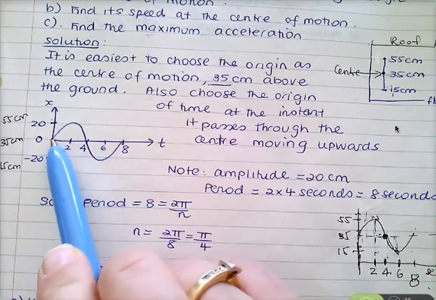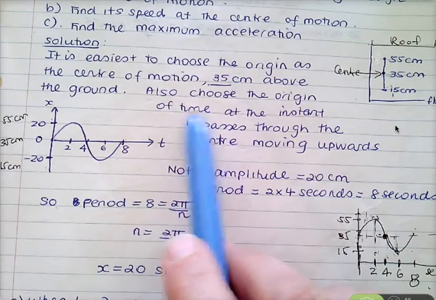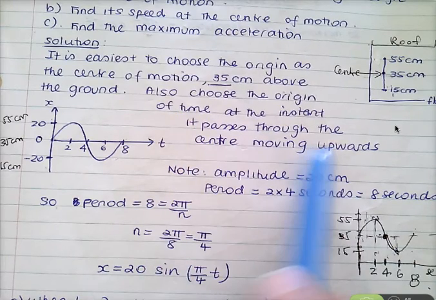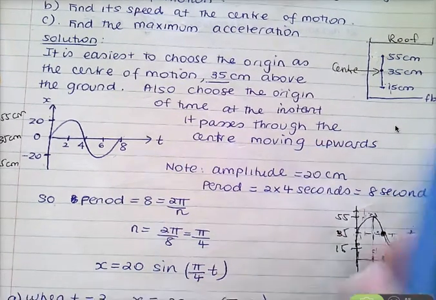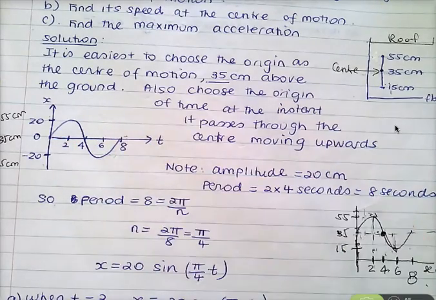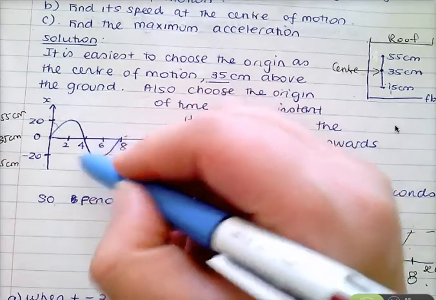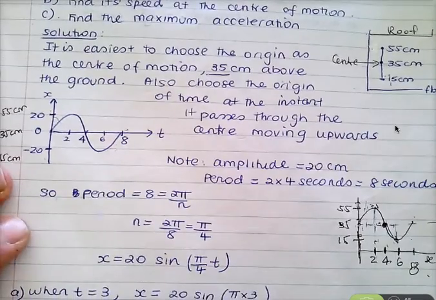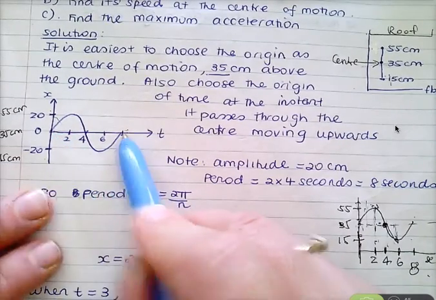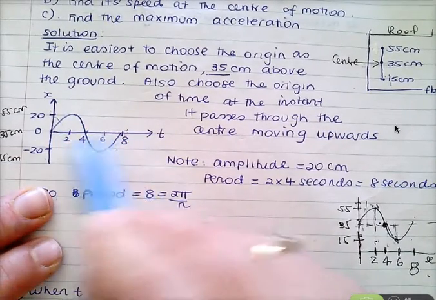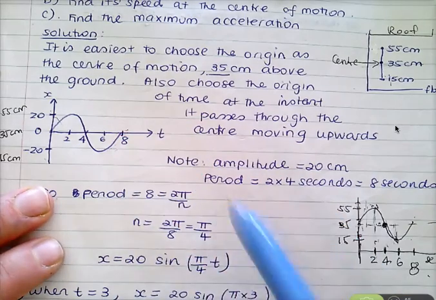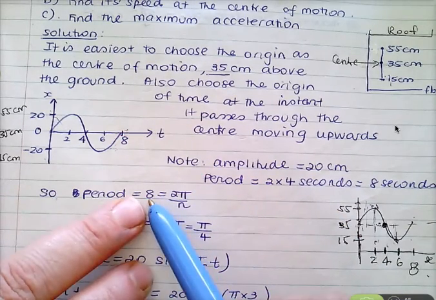All right, so I'm starting from the origin. So also choose the origin of time at the instant it passes through the centre. So it doesn't matter where you start it, but it is easy, this one, with a sine curve, or you could have done a cos curve if you wanted. Now, we know that the period, time from beginning to end, of one complete oscillation is 8.